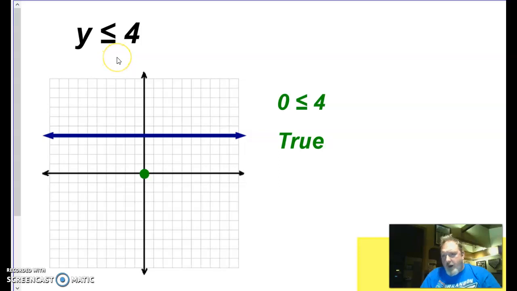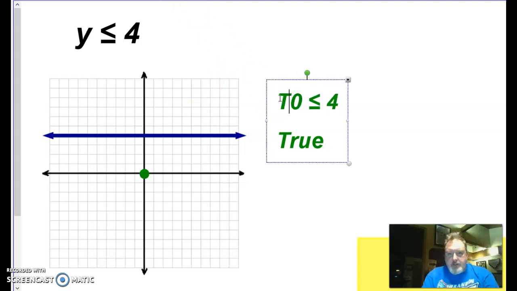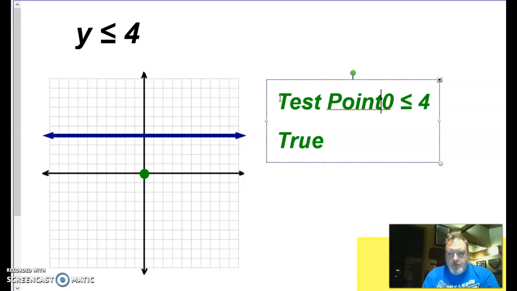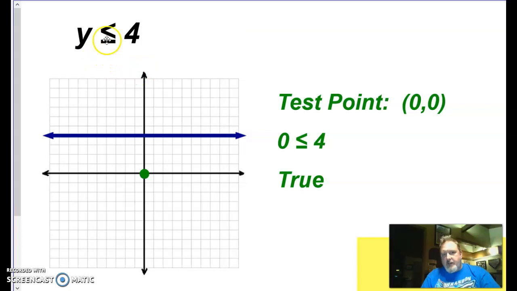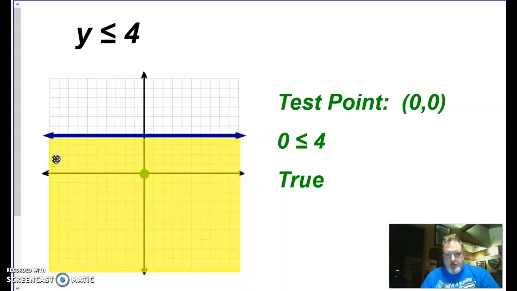So our next one here, now we have y instead of x, greater than or equal to. So now because it's greater than or equal to, solid line. And because it's y, that is going to be horizontal. Again, with our test point here, we used 0, 0, and that's pretty standard. So if I plug 0 in for y, in this case, since there is no x, 0 is less than or equal to 4. That is true, and so this time we are going to shade towards the test point. So this bottom area here.